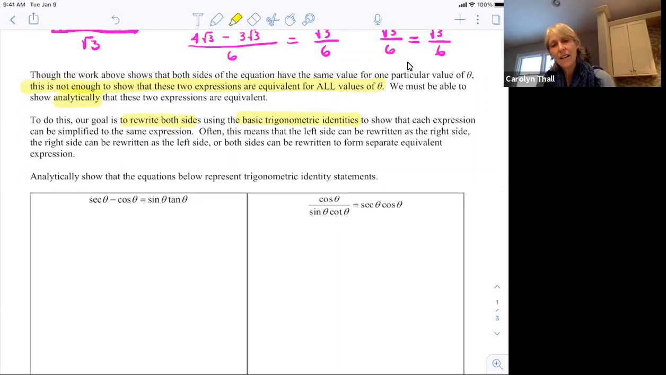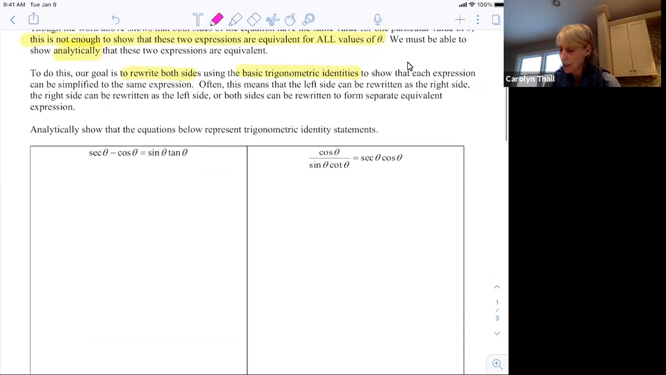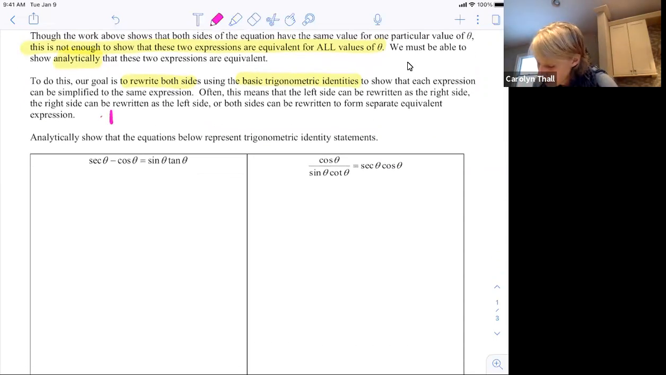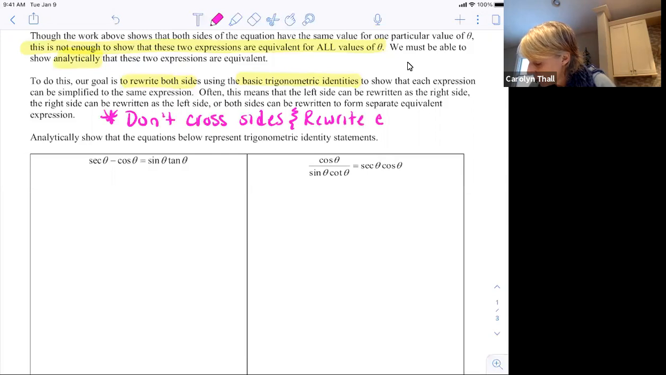This could mean that the left side can be rewritten as the right side, or the right side can be rewritten as the left side, or both sides can be rewritten to form separate equivalent expressions. What we do here is going to really be based on what the original expression is, and I'll try to explain that as we move through examples. The big thing here is don't cross over your sides. We're going to rewrite each side until we get things that are equal. That's the big thing we have to worry about.